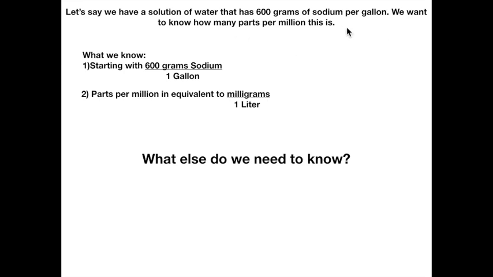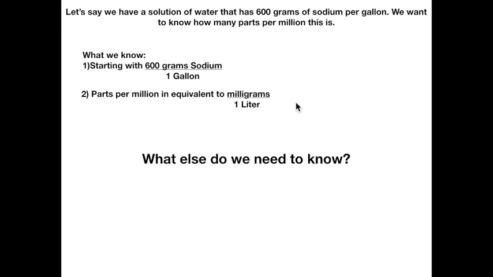So what do we know? We know, starting with a conversion factor that was given to us, 600 grams of sodium per 1 gallon of solution. That was in our problem. They set that up for us. And you might or might not know this off the top of your head, but we know that parts per million is equivalent to milligrams per 1 liter. That's true because there are 1 million milligrams in 1 liter. So if we know how many milligrams of something is in a liter, we know that there's that many parts per million.